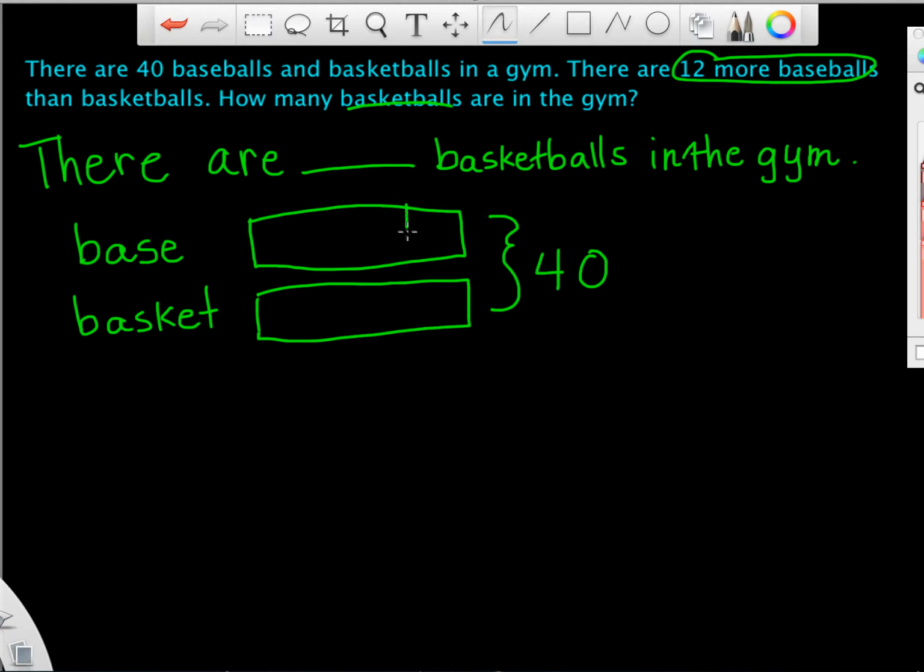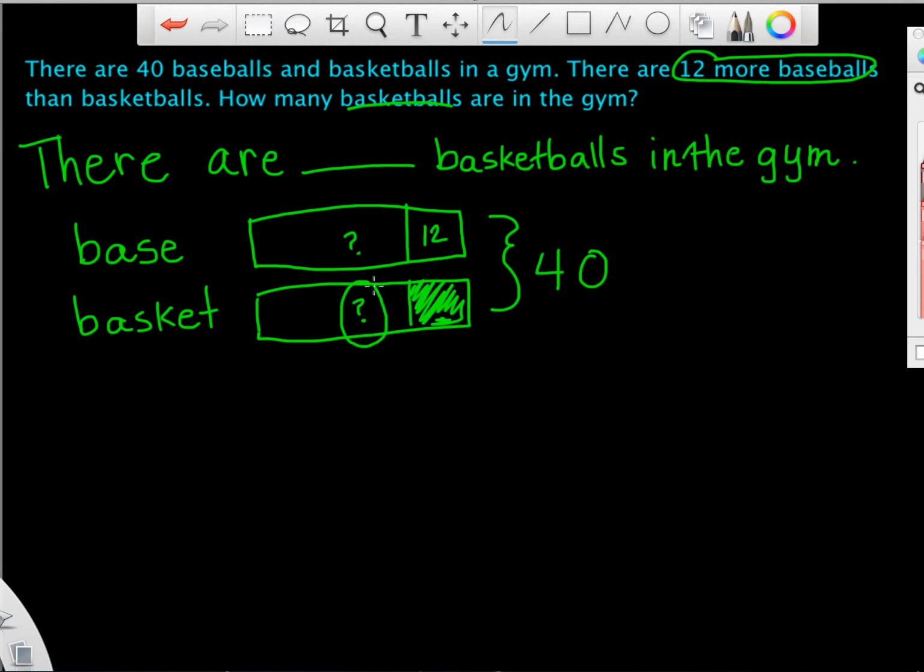I'm going to take a chunk off of here and call this 12. I'm going to also chunk this off and get rid of this part right here. This part for the basketballs doesn't exist. This part and this part are equal. We don't know how many yet. These are equal, this number of baseballs to this number of basketballs, and whatever this is, it's 12 more than the basketballs. Now we're wanting to know how many basketballs.